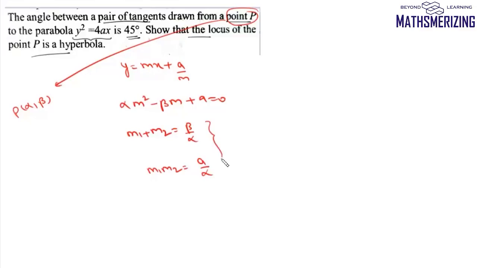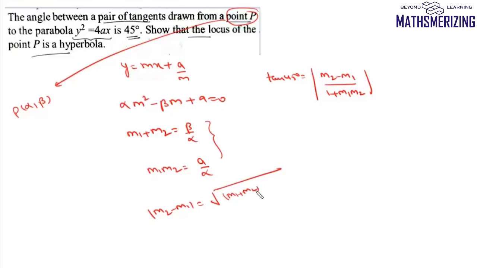Now it says the angle between the pair of tangents is 45. So we know that tan 45 is equal to (m2 minus m1) upon (1 plus m1 m2). So we'll need to find m2 minus m1. So mod of m2 minus m1 will be the square root of (m1 plus m2) whole square minus 4 m1 m2, and that should be the square root of beta square upon alpha square minus 4a upon alpha. So it will be the square root of (beta square minus 4a alpha) upon alpha.